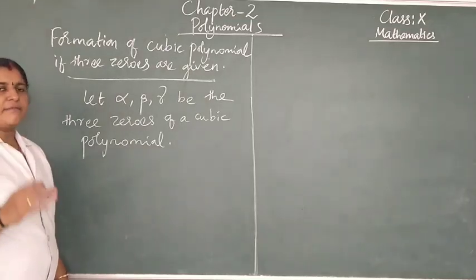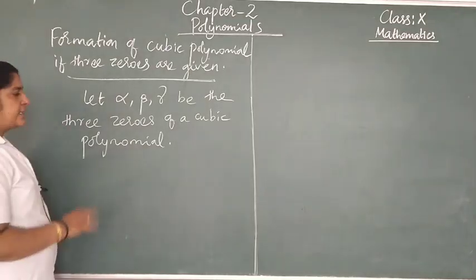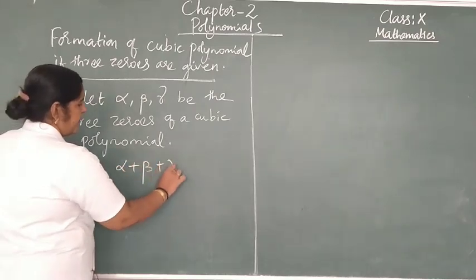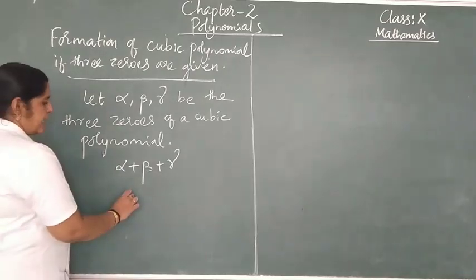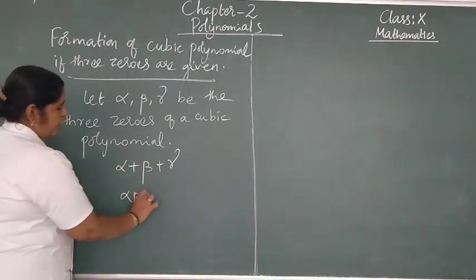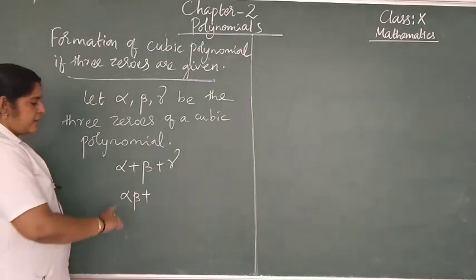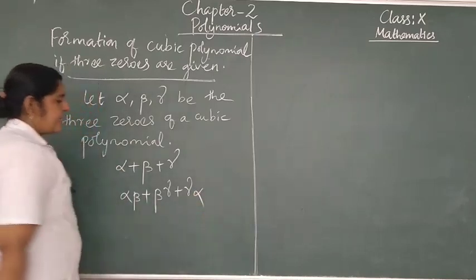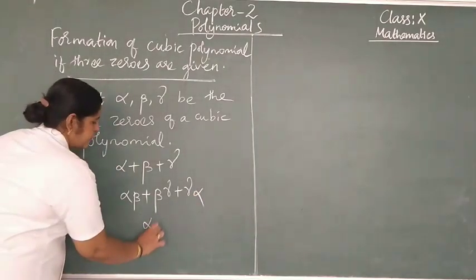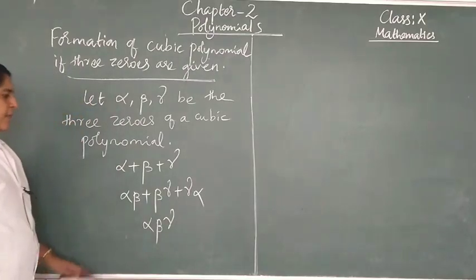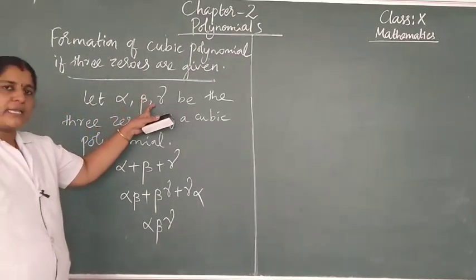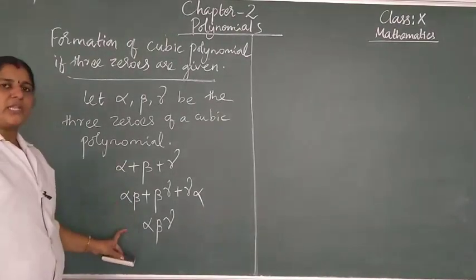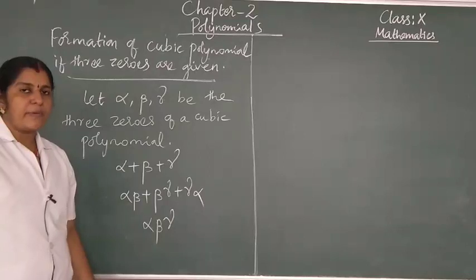Now from the relation we know, we studied 3 relations. One is we can find out the sum of the roots, alpha plus beta plus gamma, and another we studied, the sum of the product of the 2 zeros taken 2 at a time, so alpha beta plus beta gamma plus gamma alpha, and then we studied the product of the zeros, alpha beta gamma. So using this, when the 3 zeros are given, we need to find out these 3 relations, and using these 3 relations we can form the cubic polynomial.